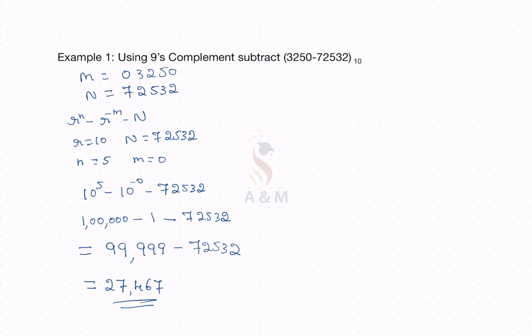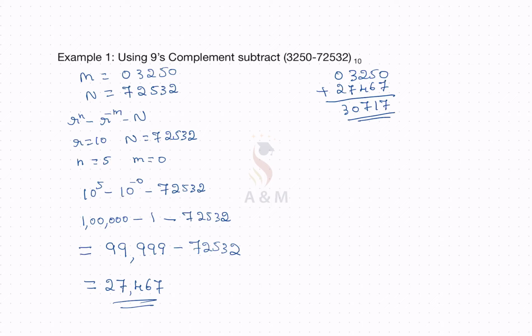Now, according to step 1, we have to add m and the 9's complement of n, that is 27,467, which is equals to 03250 plus 27,467. We get 30717 as a result.